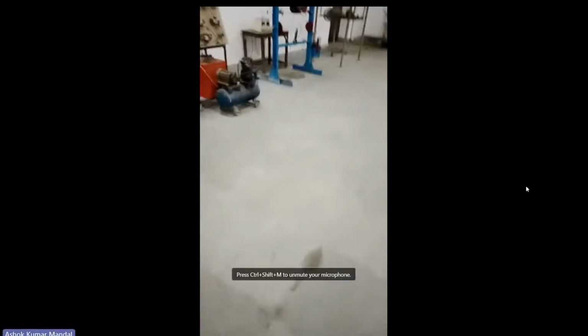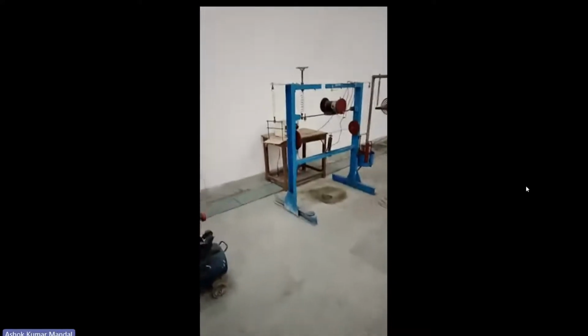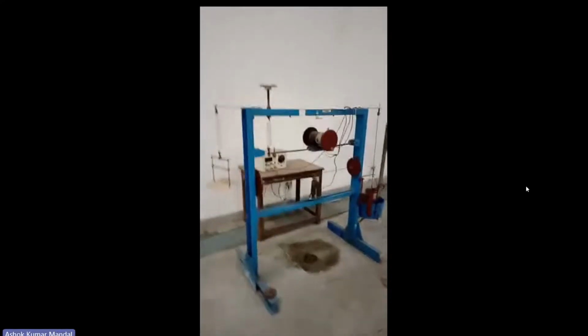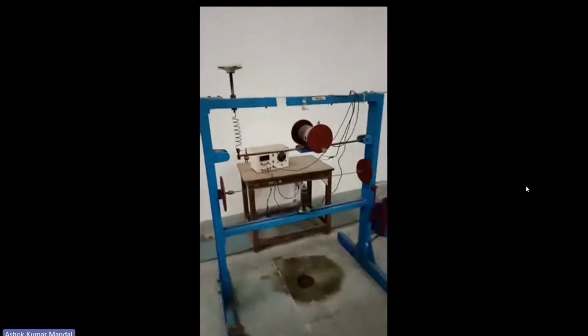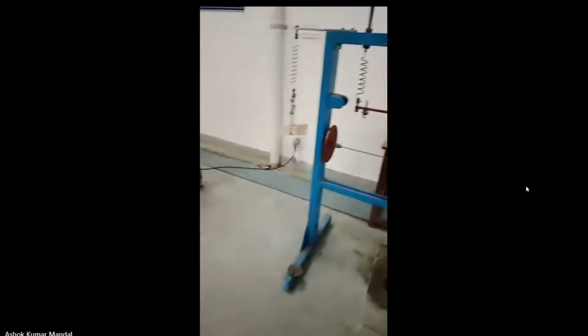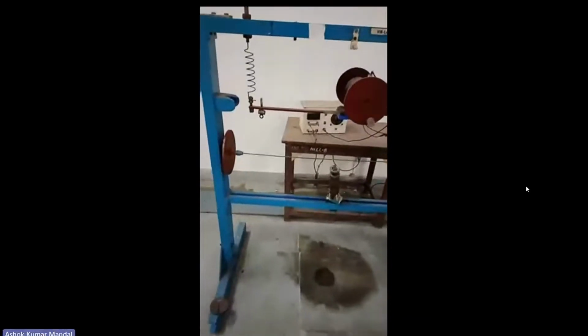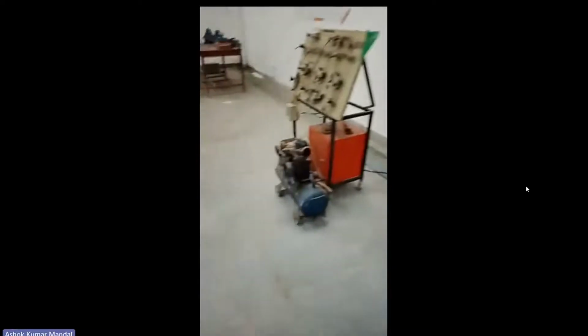Actually, how many setups do we have? 1, 2, 3, 4, 5, 6. 6 setups we have, and we can do experiments. In this vibration setup, we can have 3 experiments. We will construct some more setups during this course to demonstrate some of the principles of dynamics.